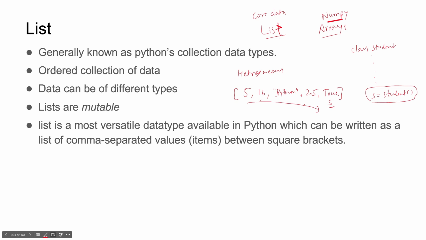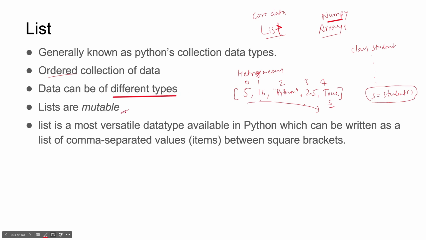So it is ordered also. Ordered means it has a fixed sequence. That is why we have indexing from 0, 1, 2, 3, 4, just like we have for string. So this is again a Python core data type, which is heterogeneous in nature. Heterogeneous means it can have any type of data. Data can be of different types.